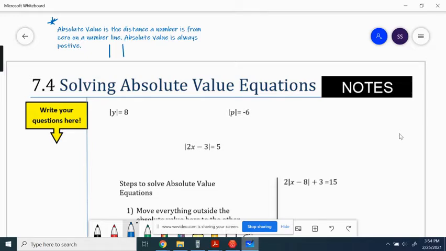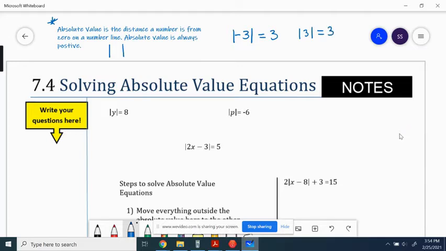So if I ask you what is the absolute value of negative 3, which is positive 3. A lot of times students make mistakes and they just think that they're opposites, but it's not the case. It's just always positive. So the absolute value of positive 3 is also positive 3.